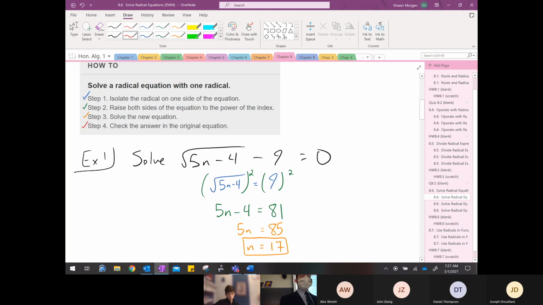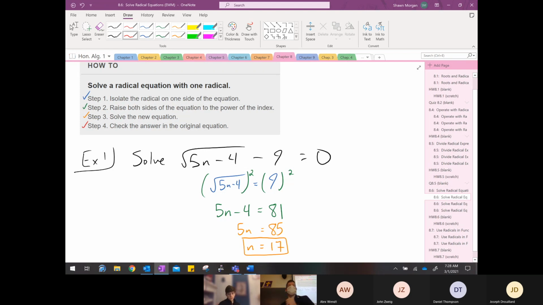Why is step number 4 important? It says check the answer. What might be rearing its ugly head? Plug it in to make sure it works. 17 times 5 is 85. 85 minus 4 is 81. Square root of 81 is 9. 9 minus 9 is 0, so it checks out.